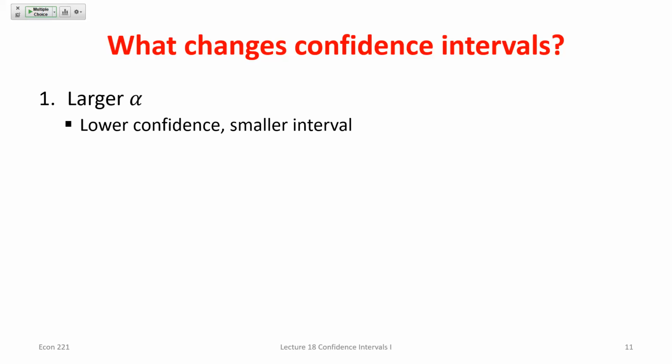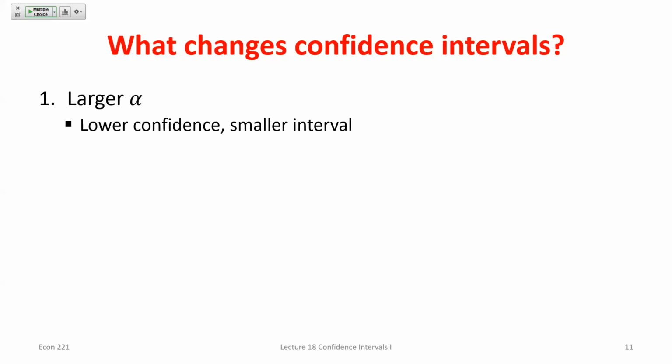So a lower level of confidence corresponds to a higher alpha value, which means I would need to choose a smaller number of standard deviations, or a smaller z value there. So that would decrease my margin of error, which then decreases the size of my confidence interval.